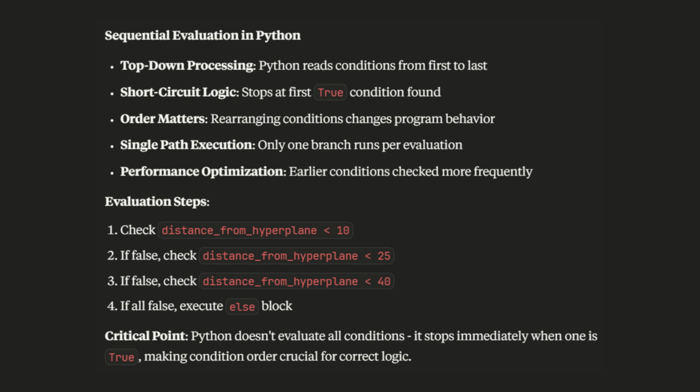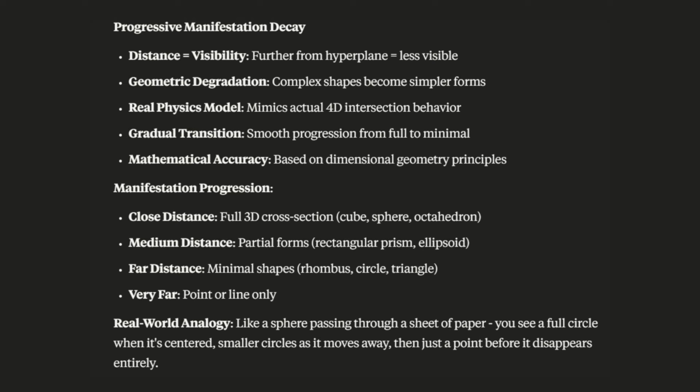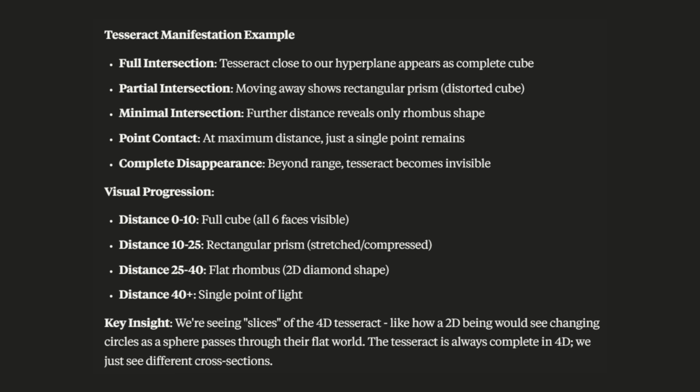Python evaluates these sequentially. If the first condition fails, it tries the second, then the third, and finally the else catches everything remaining. Think about real 4D physics. As a 4D entity moves further from our 3D space, we see less and less of it. A tesseract close to us appears as a full cube, but as it moves away through the fourth dimension, we see increasingly simplified cross-sections until it's barely visible.